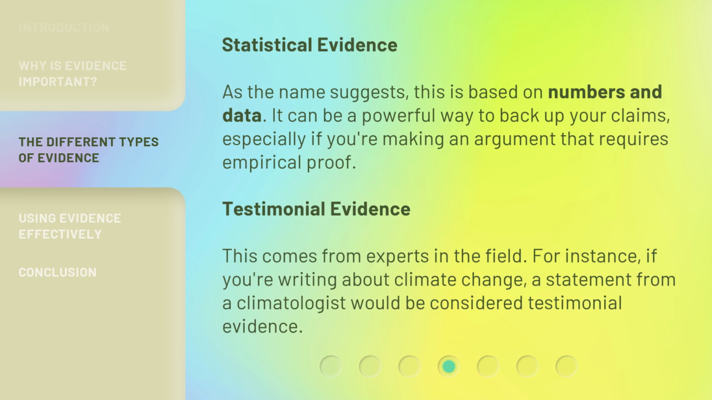Statistical evidence. As the name suggests, this is based on numbers and data. It can be a powerful way to back up your claims, especially if you're making an argument that requires empirical proof. Testimonial evidence. This comes from experts in the field. For instance, if you're writing about climate change, a statement from a climatologist would be considered testimonial evidence.